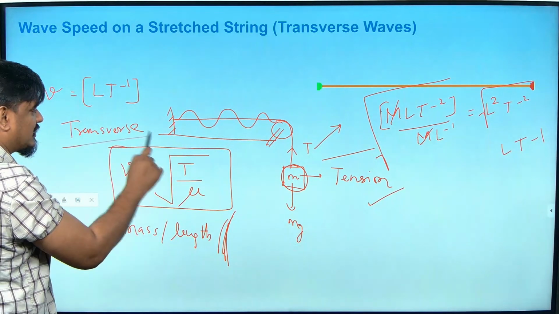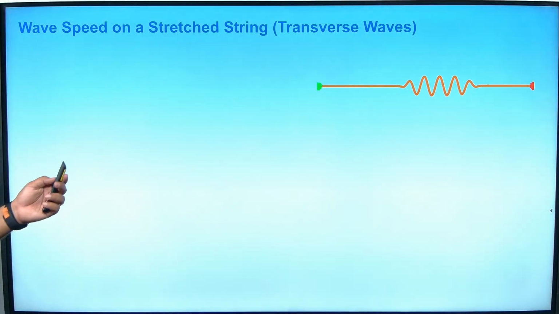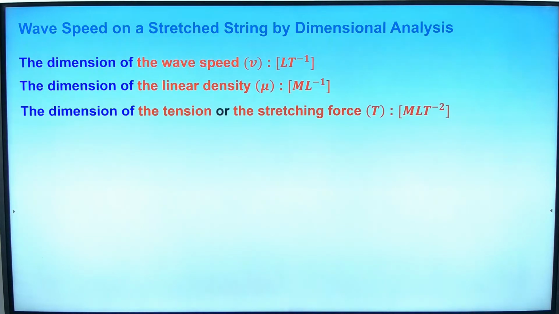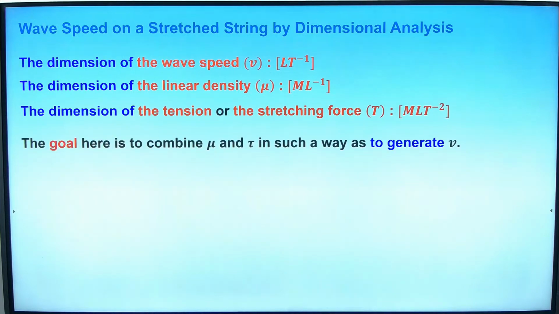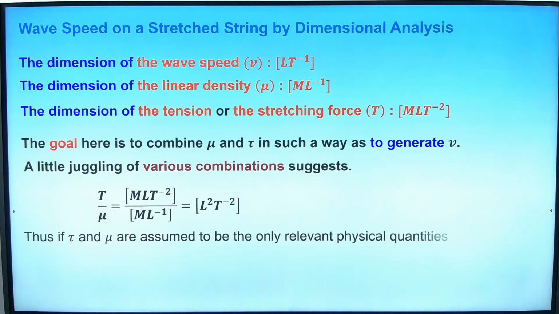Transverse wave velocity is given by what? Root over tension by mu, where mu is mass per unit length. Clear? Notes will be there inside, what I am writing just to explain to you. So the dimension of wave speed is Lt power minus 1, linear density is ml power minus 1, and the dimension of tension is mlt power minus 2. If you do some juggling as I told you, you get V is equal to root over T by mu. Please copy it fast. This is the equation of velocity of a transverse wave. Copy it, then I will give a question to make it more clear.